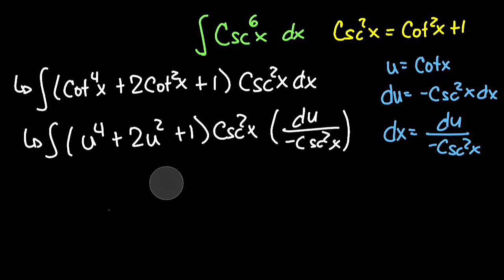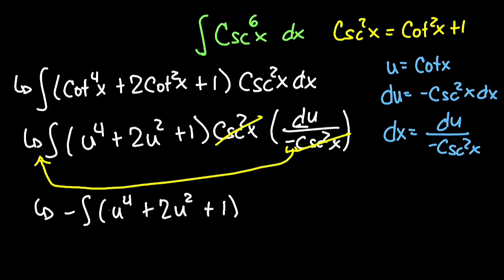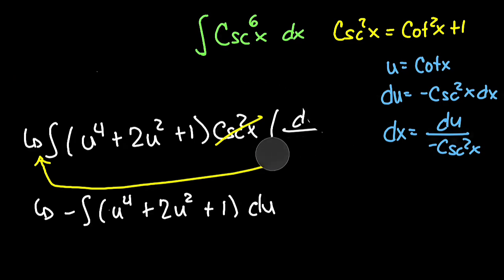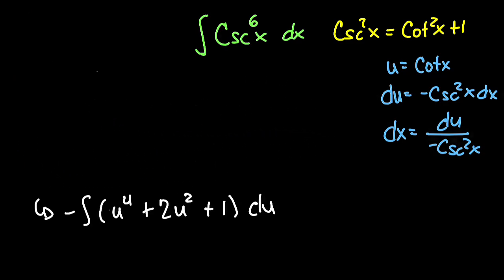You can actually see now that cosecant squared of x would cancel each other out, and you are left with a negative sign here, which you can put outside the integral, which makes this negative integral of u to the power of 4 plus 2u squared plus 1, and what's left here is simply du. And now you can integrate this one by one, since what you're going to do here is simply the power rule formula.